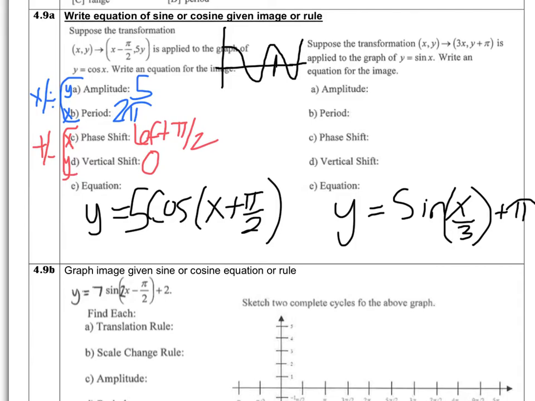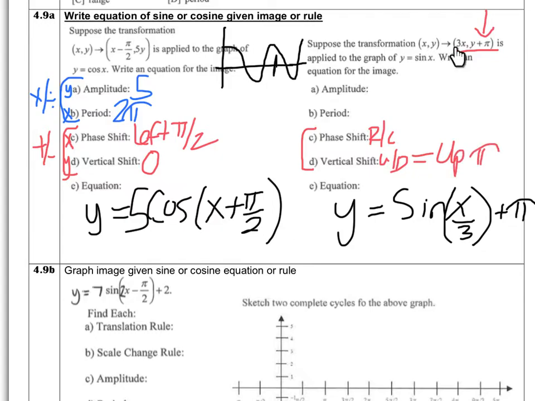Now let's talk phase shift and vertical shift. For adding and subtracting, there's only one component, and it's with the y. The ordered pair rule is literally what's going to happen to this graph. So this graph is going to stretch horizontally 3 times, and it's going to shift up pi units. A phase shift is right or left, and a vertical shift is up or down. Because we're adding pi to the y, that's vertical. When you add, we go up. So here we're going to go up pi units.